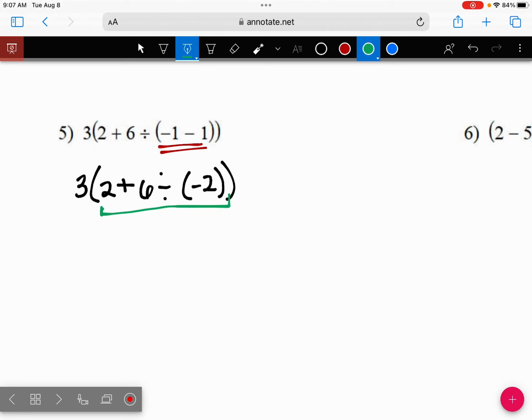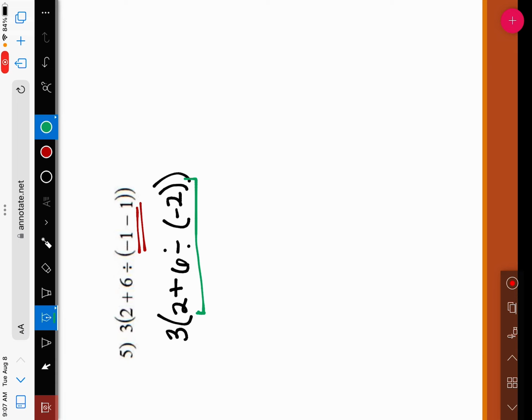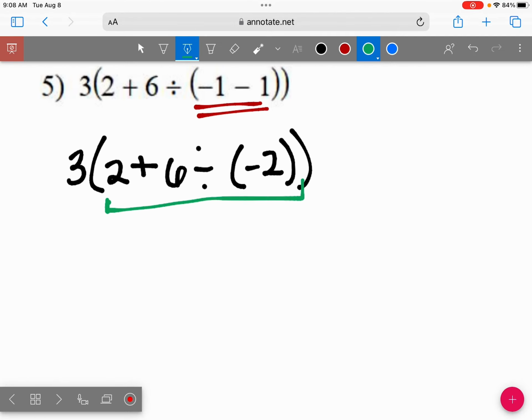And inside of my parentheses, I have two operations. I have addition and division. So which one comes first, adding or dividing? Dividing. It's like if you're washing your hair, you don't put in conditioner and then wash it. Everything has an order. The next step in this order is division. So we're going to divide.